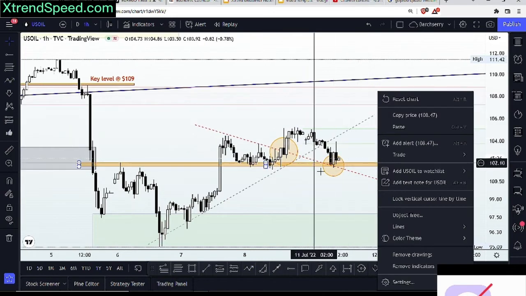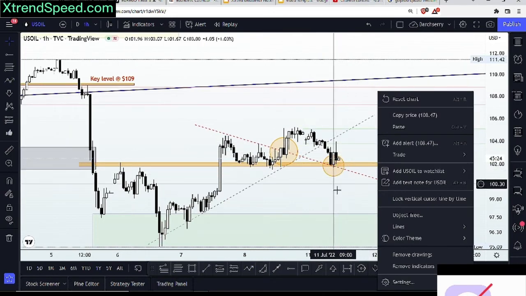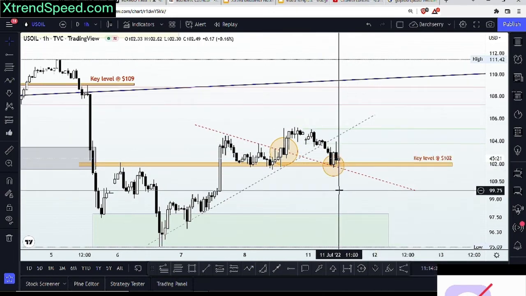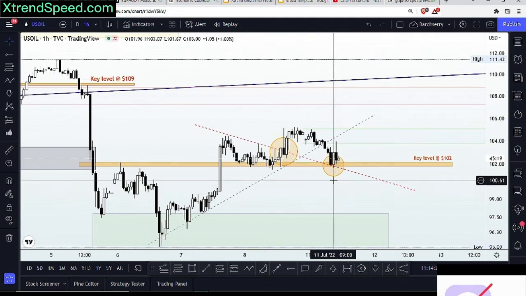So the possibility of price going to the upside from this area is also something we cannot ignore, as we really need to prepare ourselves before we head into the New York session so that we don't get caught in a dilemma or in a scenario where we get confused during the New York session. So what we are going to be looking out for is this.